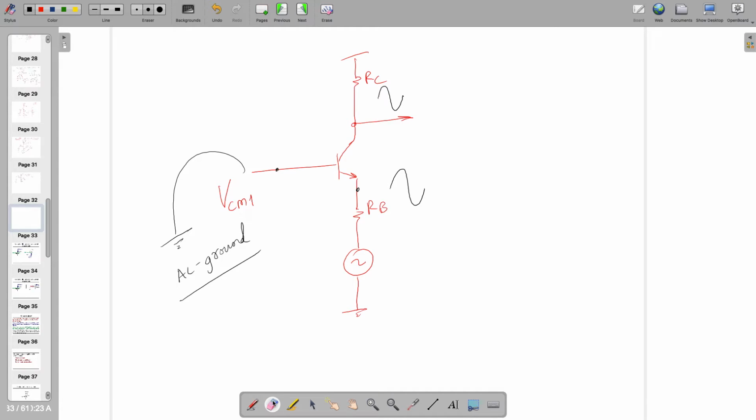Can you draw the small signal model for this one? At low frequency, so there are no capacitors, right?